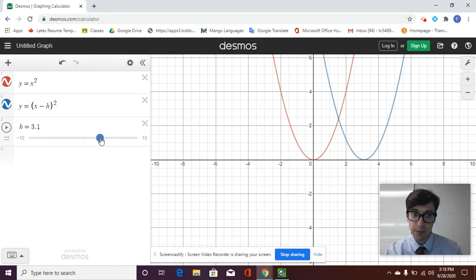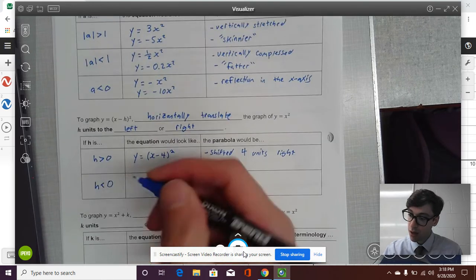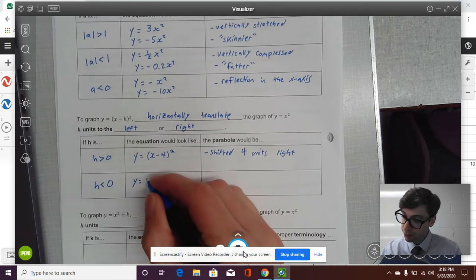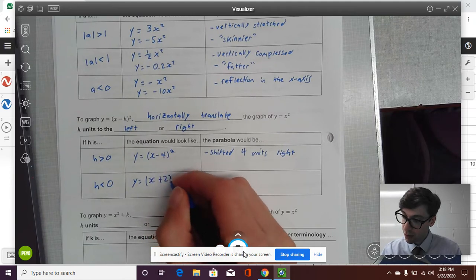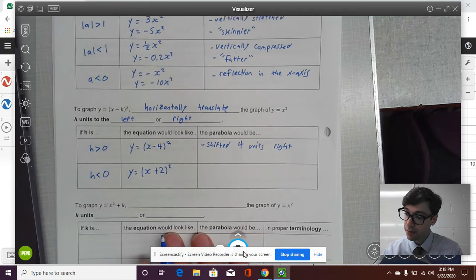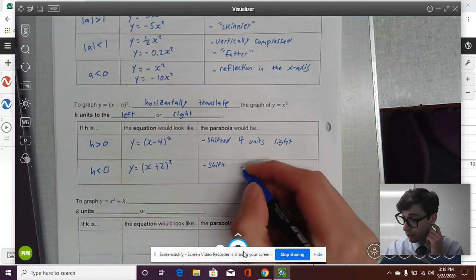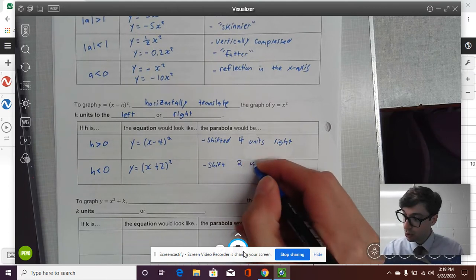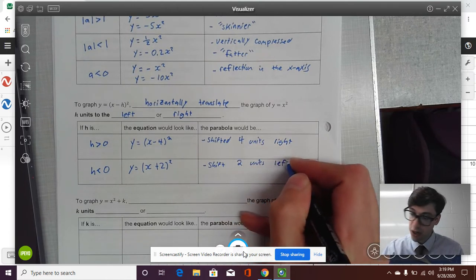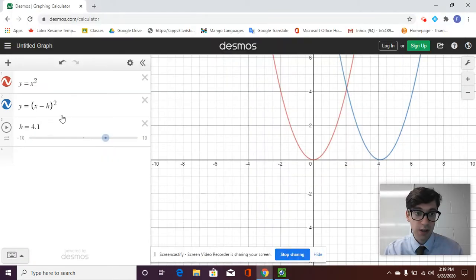Which makes sense, remember, because h was the x-coordinate of the vertex, and it's flipped when it goes into the brackets. Now, if h is less than 0, you can probably already guess what's going to happen. It'll look something like x plus 2 in the brackets, which means h is minus 2. That horizontally translates, which just means we're moving, in this case, 2 units left. And we're not changing the shape, so we're not compressing or stretching. I'll show you in Desmos.